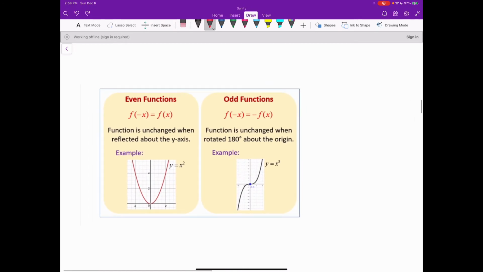Just another little picture, a couple more examples of what it means to be even and odd functions. A great example is x squared for even functions. That thing is definitely symmetrical about the y-axis. Another odd function would be x to the power of 3, the cubic function, which we'll talk about in just a second. If you rotated that 180 degrees about the origin, it would look the exact same and it would be considered an odd function.